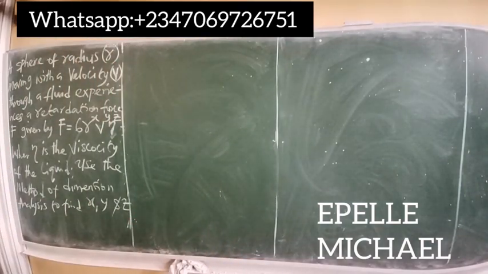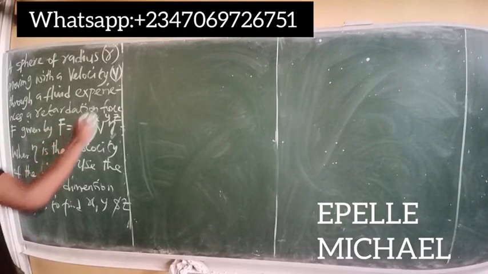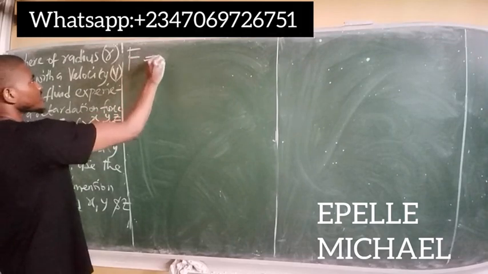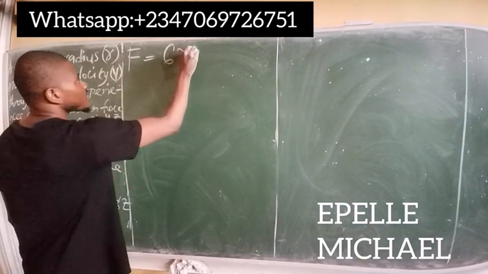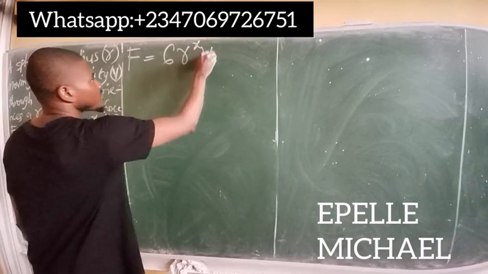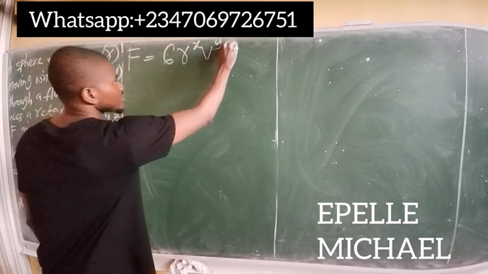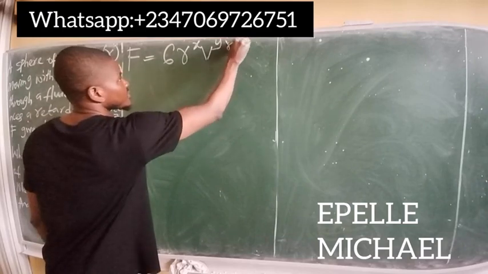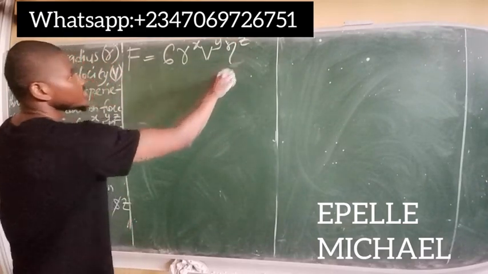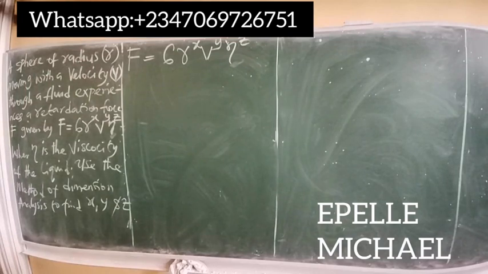It says a sphere of radius r moving with a velocity v through a fluid experiences a retardation force F given by simply this: F equals 6 r to the power of x, v to the power of y, and we'll have mu to the power of z. That's actually the unit of viscosity. Okay, that's mu, where mu is the viscosity of the liquid, as it's stated here.